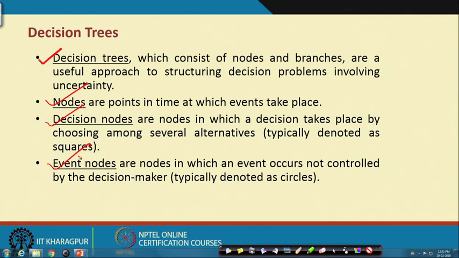It consists of nodes and branches, and these are very useful for structuring decision problems involving various uncertainties. The nodes are points in time at which events take place, and decision nodes are nodes in which a decision takes place by choosing among several alternatives. Finally, event nodes are nodes in which an event occurs that is not controlled by the decision maker.